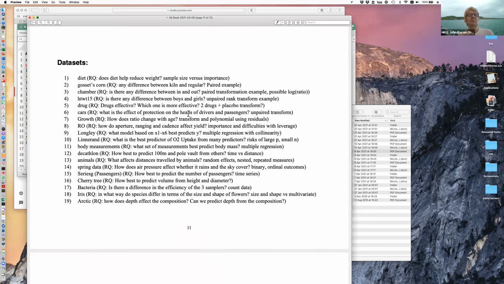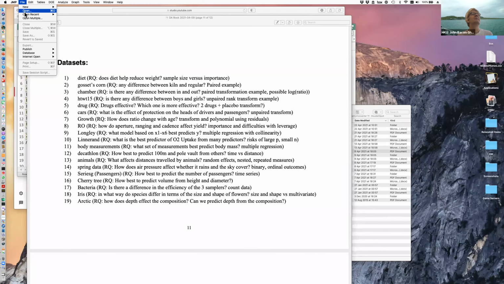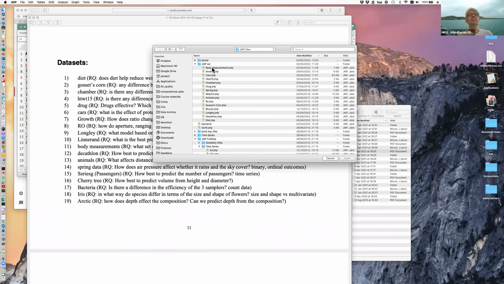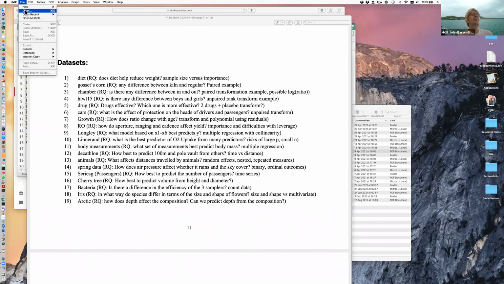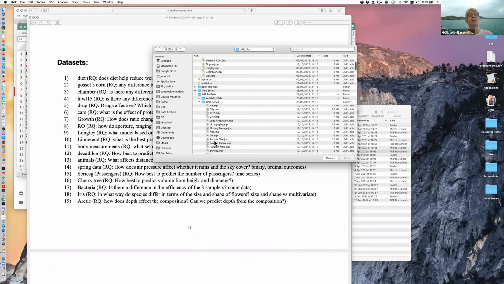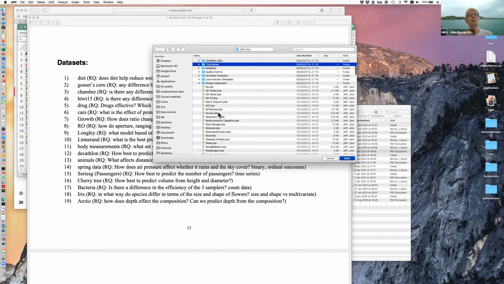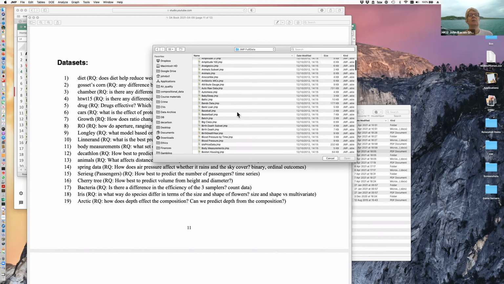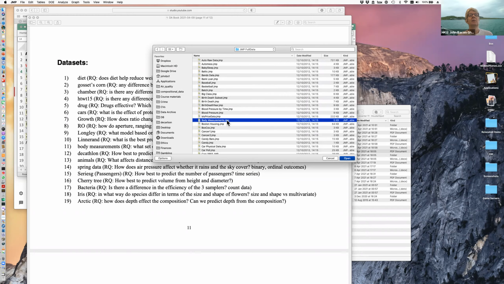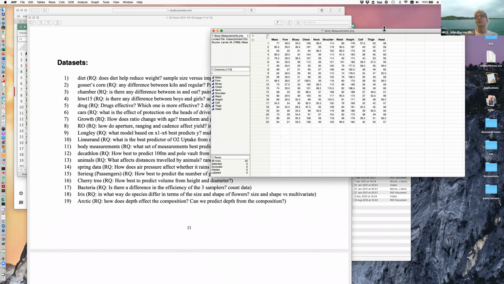Okay. So now we're going to look at 2 examples where quite a lot of the variables should be useful. I want you to look at the one called body measurements. That one I've already adjusted. Let me go back to the original one. Okay, so the body measurements.